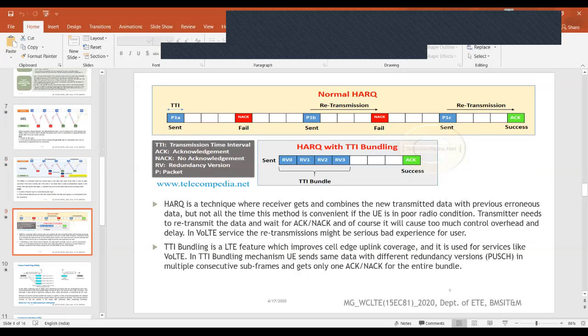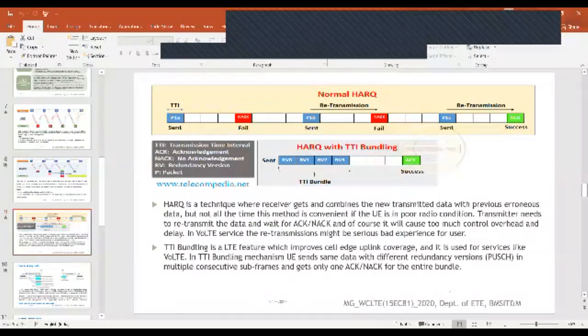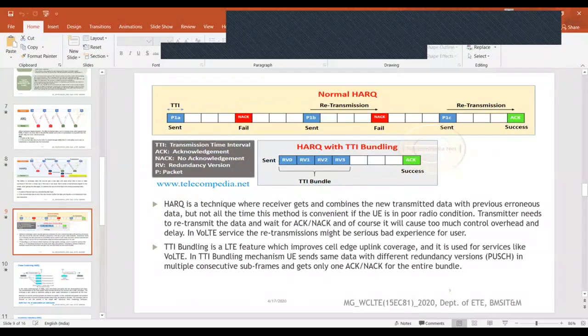Yeah, I will come back to this TTI bundling and all. As of now, I think not recorded. Okay, anyhow, just to know, instead of sending acknowledgement after every 4 subframes, in TTI bundling, what happens? The RV means redundancy version. So each time it sends a different version, right, with the parity bits. So those will be sent. However many negative acknowledgements it gets, so many will be sent in a bundle.